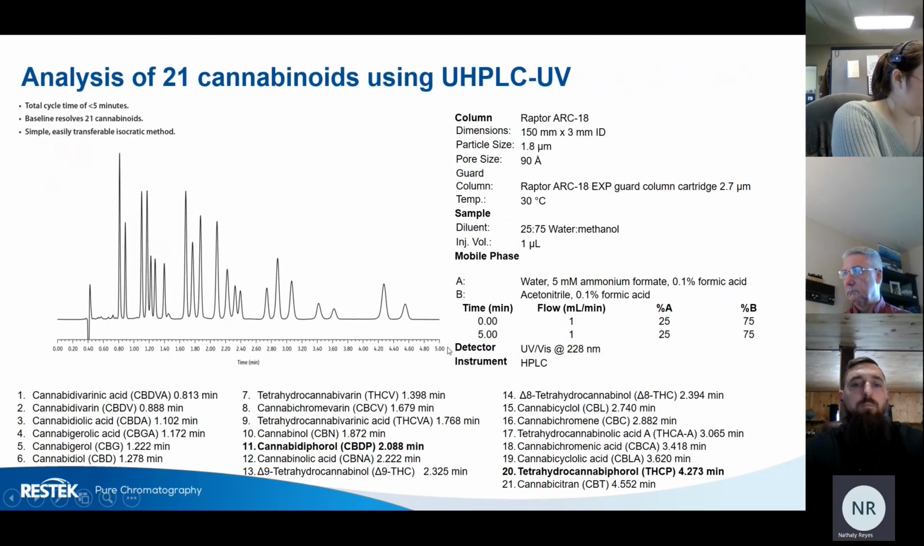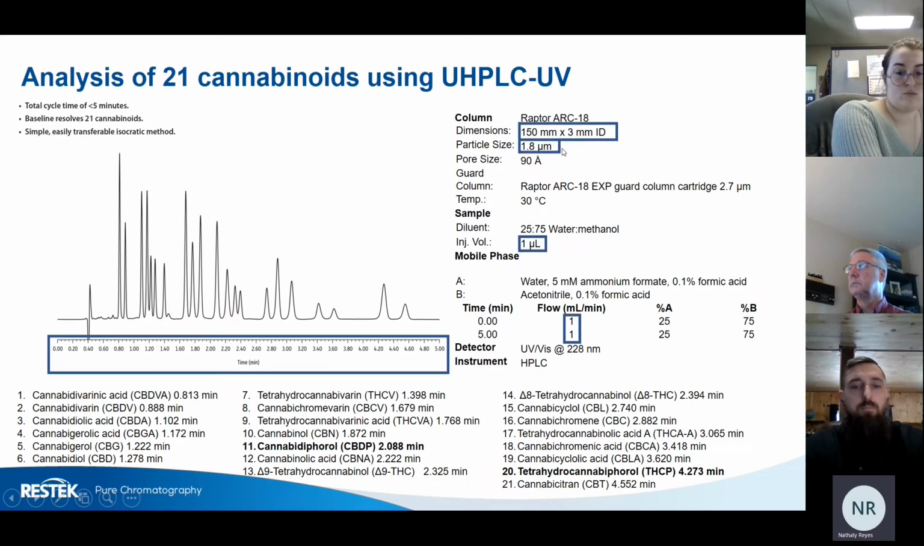And then we also developed a method for high throughput analysis using HPLC-UV. In this case, a column packed with 1.8 micrometer particles was employed. The column dimensions are 150 by 3 millimeters ID. We injected 1 microliter, and the flow used was 1 milliliter per minute. So under these conditions, we were able to resolve all the 21 cannabinoids in less than 5 minutes runtime, which is pretty good.